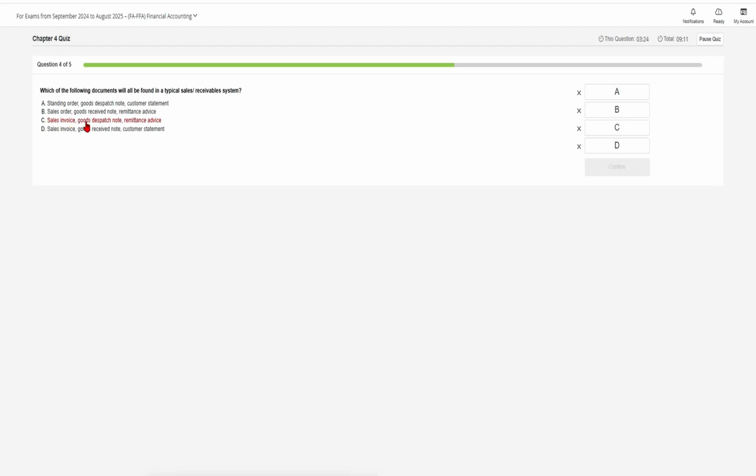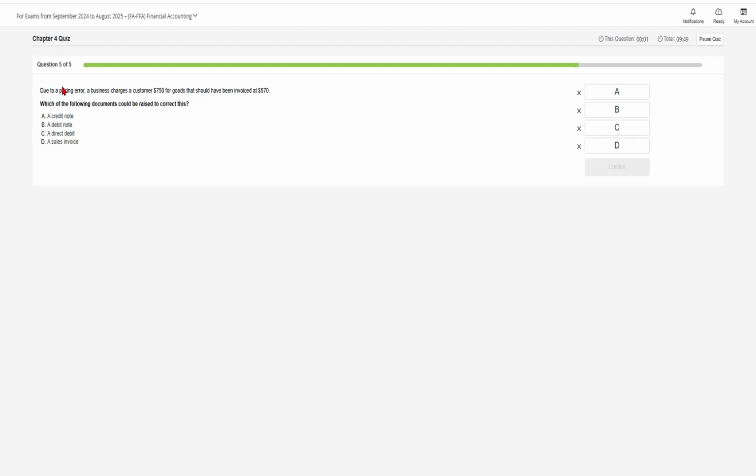Again, it is created when goods are shipped. So I mean, this document is created when goods are shipped to the customer. So this is correct and is part of the sales and receivable system. And remittance advice, yes, it is sent by the customer when they pay the amount due. So it's again correct. So all of these 3 documents belong to the sales and receivable system. So C is our correct answer. And if we look at the D, so sales invoice is, yes, as said above, a part of the sales system, but they have again included the goods received note, which is a part of the purchase one. So that's why it's out.